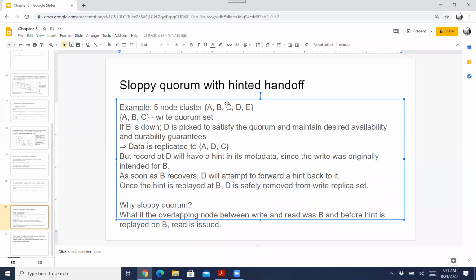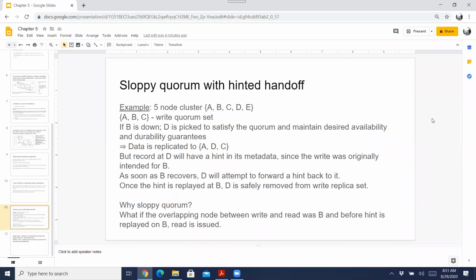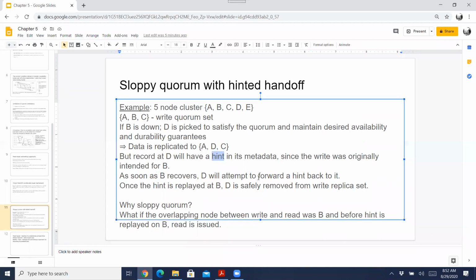So going back to this idea, the main point was, if you do not have the number of nodes that are required to satisfy your write quorum in your replication set, then you jump off to a healthy, functioning node outside your replica set. You use it as a temporary placeholder, but you put some flag there called a hint that tells it which node it needs to talk to when that failed node comes back. So B recovers and D talks to B and things come back in the right quorum set. Yeah, so that was that.